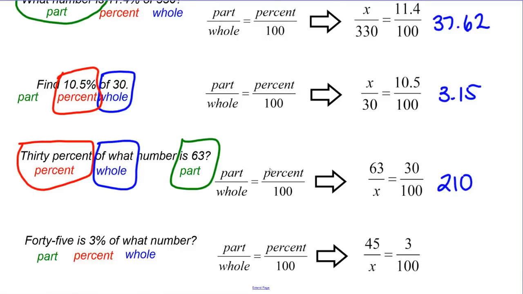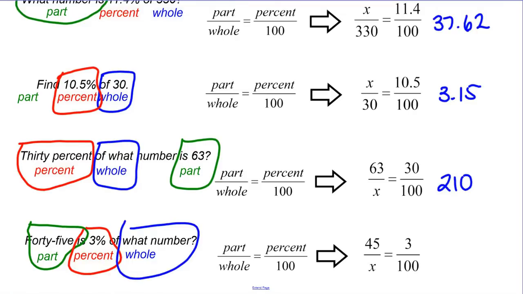And then finally, 45 is 3% of what number? The part is known. 45 is 3%. The percent is known. And then of what number? The whole is missing again. So again, I have an X here where the whole goes in my proportion. And then I solve this one.